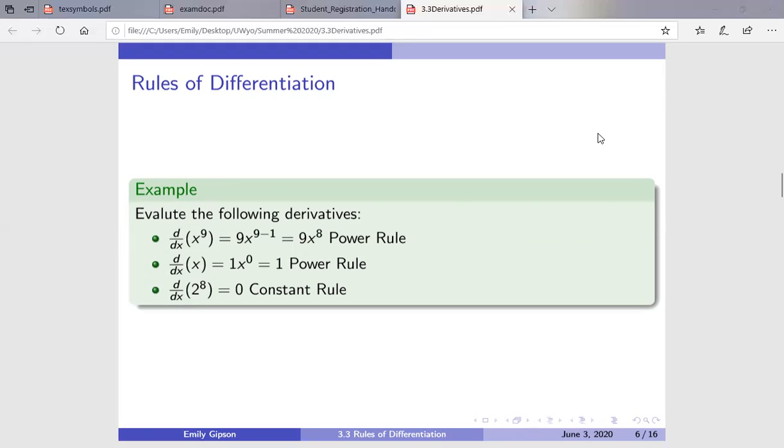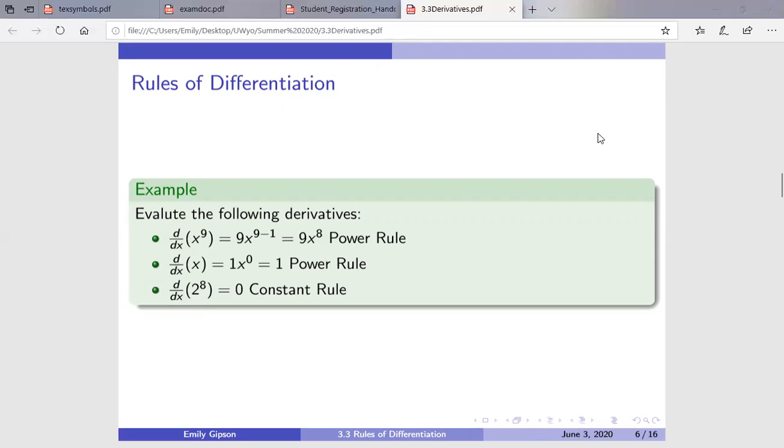Finally, we have d/dx of 2 to the power of 8. And you might be tempted to try and use the power rule here, but we don't have anything that depends on x. It's just a constant. I think 2 to the power 8 is equal to 256, I believe, and that's just a number. So we have a slope of 0, so we know that our value equals 0. And here we're able to just use the constant rule and move on with our lives.